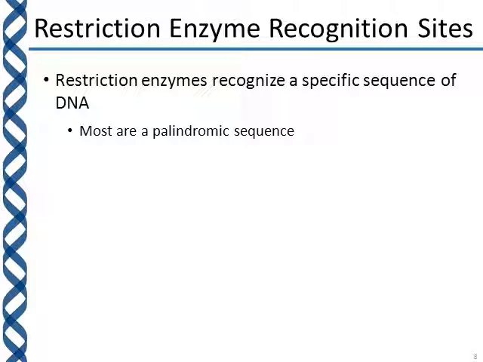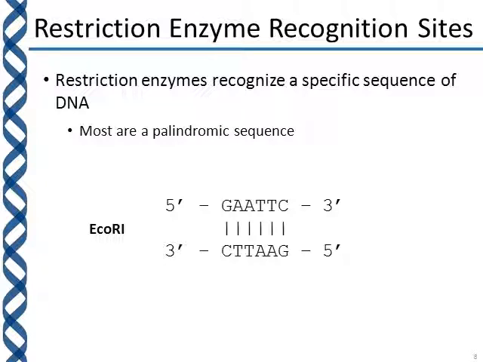So how do restriction enzymes recognize sites on the DNA? Restriction enzymes generally recognize a specific sequence of DNA. These typically are palindromic sequences. So what does that exactly mean? Here we show the recognition sequence for EcoRI. And by palindromic, if you look at the 5' to 3' ends, it's GAATTC. And if you recognize, the G recognizes the C at the 3' end.